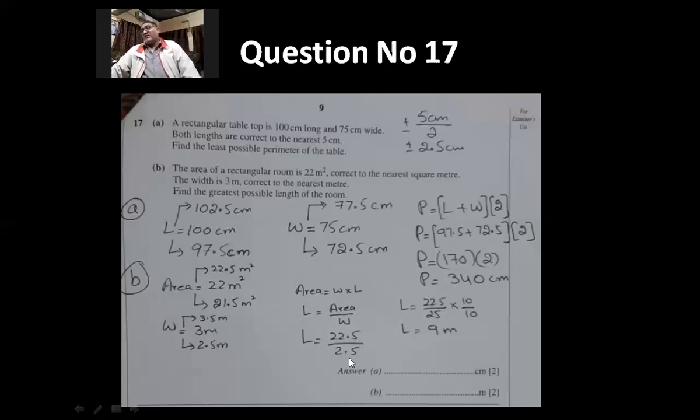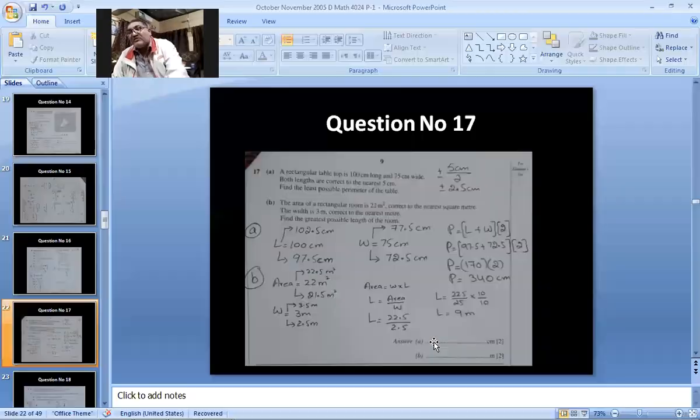So 22.5 divided by 2.5, so it will be 225 divided by 25, multiplied by 10 divided by 10. When I remove this decimal, I put a 10 upstairs. When I remove this decimal here, I put a 10 downstairs. This 10 and 10 have gone. 25 nines are 225. So the length will be 9 meters. So the greatest possible length of the room will be 9 meters. This is how you do question number 17.